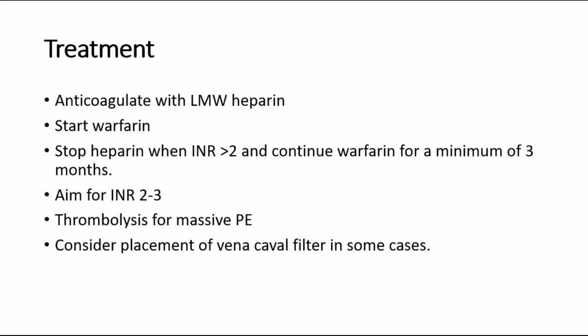For treatment of pulmonary embolism, we can give anticoagulation with low molecular weight heparin and also start warfarin. So we stop the heparin when their INR is more than 2, and then we continue the warfarin for a minimum of 3 months, where we aim for an INR of 2 to 3. Thrombolysis of the massive pulmonary embolism can be done, and we should also consider placement of a vena cava filter in those patients who develop emboli despite adequate anticoagulation.